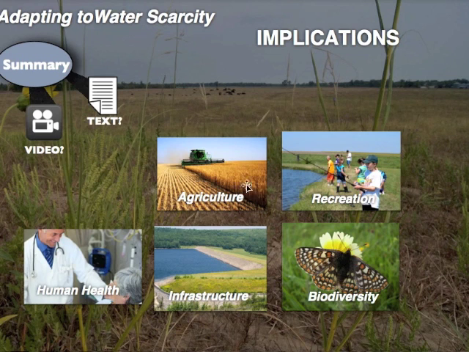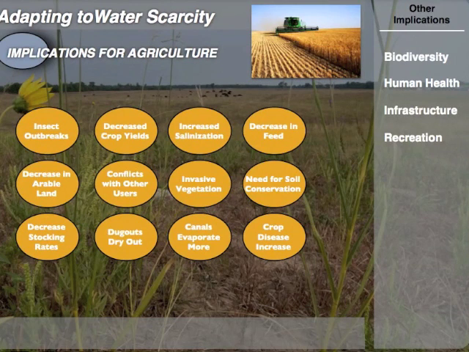Let's select agriculture for this example. Here we provide a summary overview of the impacts to agriculture. The circles represent the number of different impacts relevant to agriculture that have the potential to be impacted by climate change. Let's select decreased crop yield for this example.